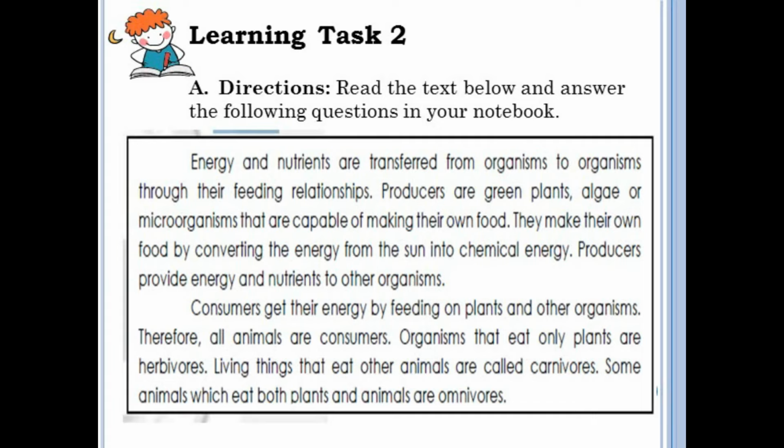Consumers get their energy by feeding on plants and other organisms. Therefore, all animals are consumers. Organisms that eat only plants are herbivores. Living things that eat other animals are called carnivores. Some animals which eat both plants and animals are omnivores.